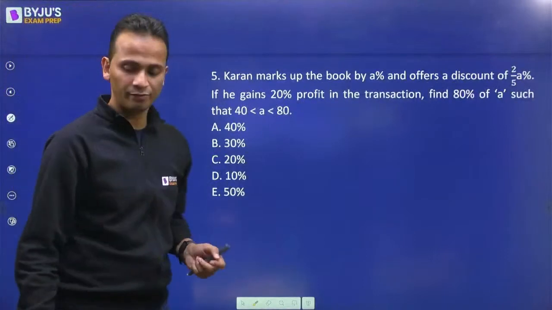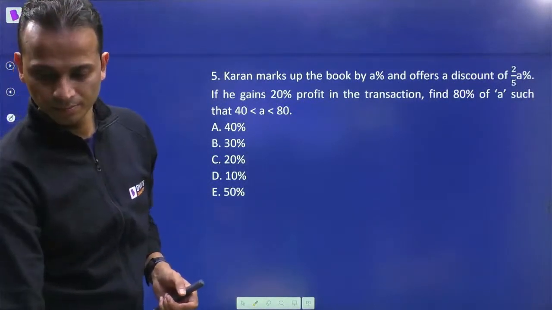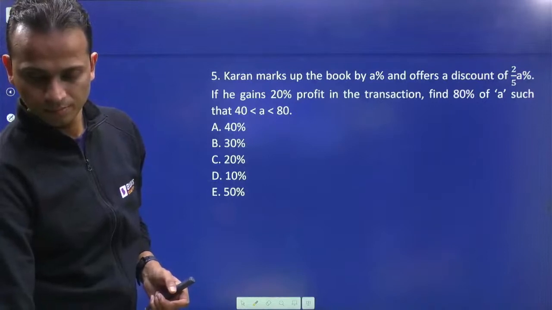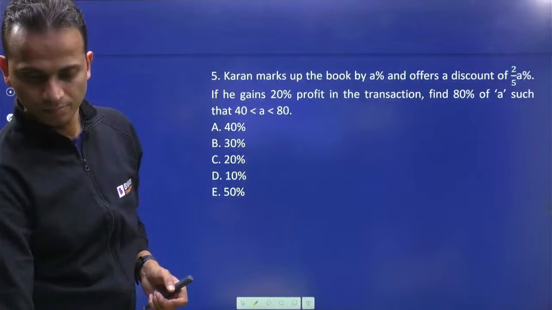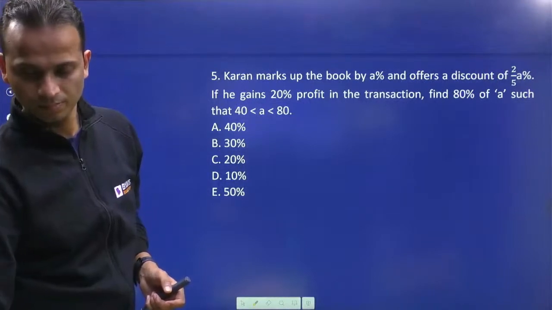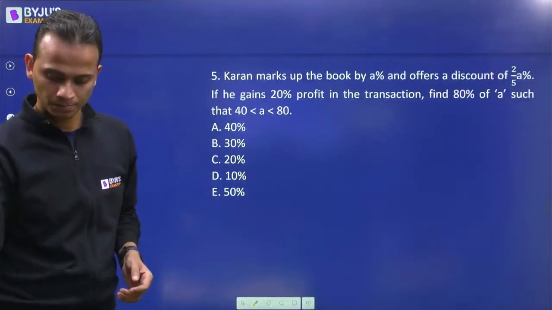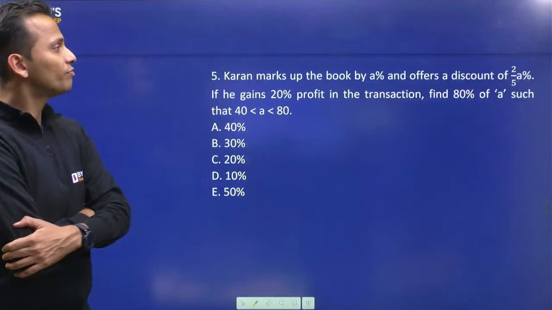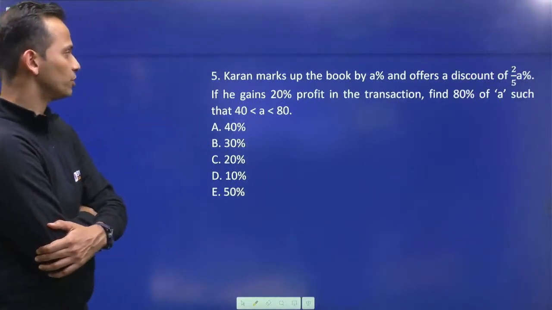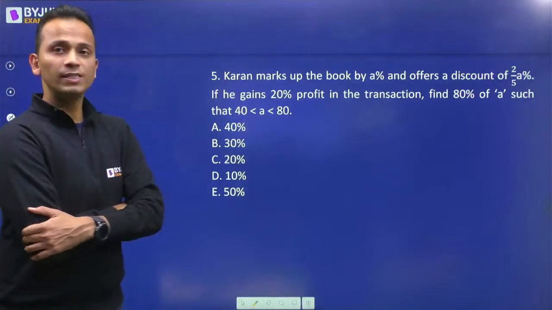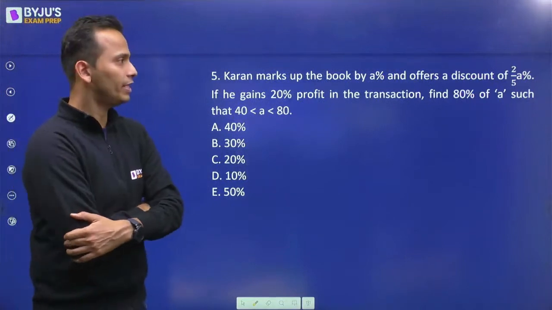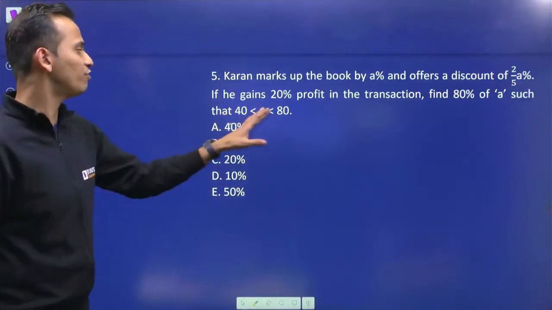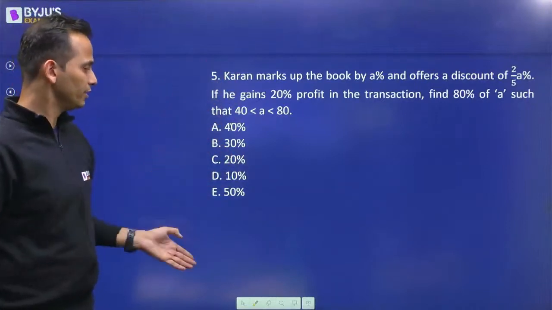Let's move on and look at question number 5. Karan marks up the book by A% and offers a discount of 2A upon 5%. If he gains 20% profit in the transaction, find 80% of A, given that A is between 40 and 80. So the value of A is given as between 40 and 80. You'll have to find out the value of 80% of A. These are the 5 options.